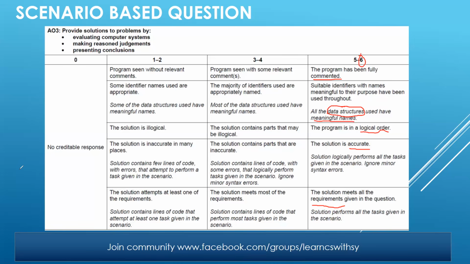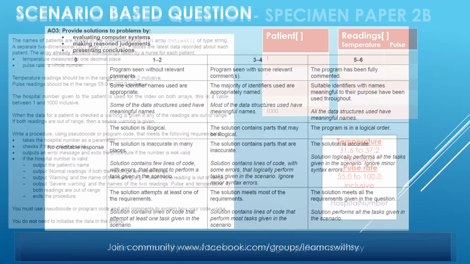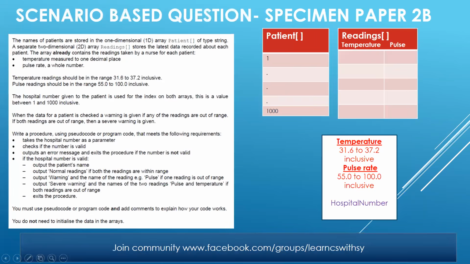Okay, that's wonderful. Now let's move on to the actual question. This is the question. The names of patients are stored in the 1D array, that is patient, of type string. A separate 2D array readings stores the latest data recorded about each patient. The array already contains the readings taken by a nurse for each patient.